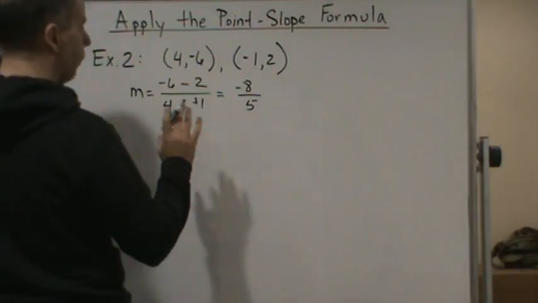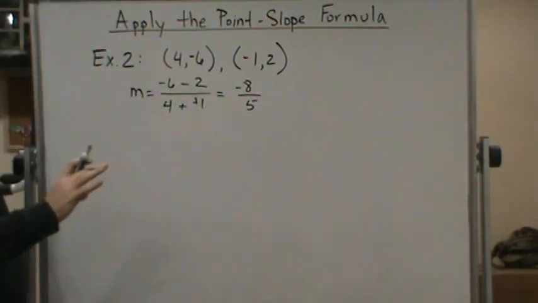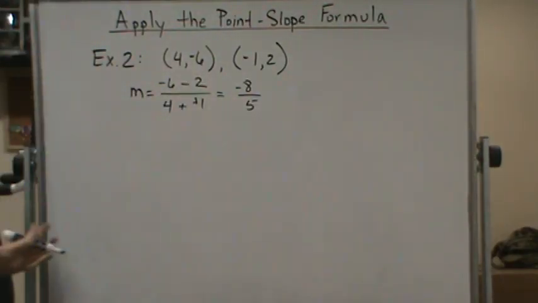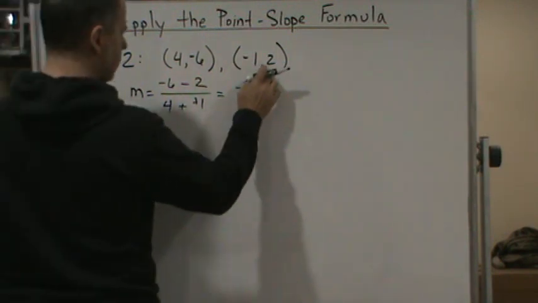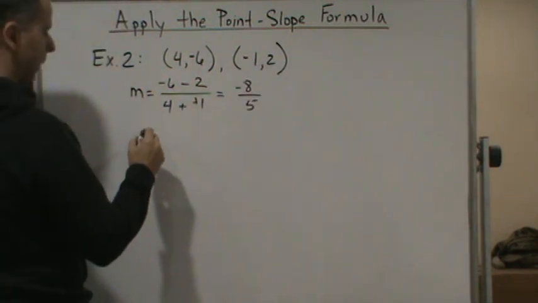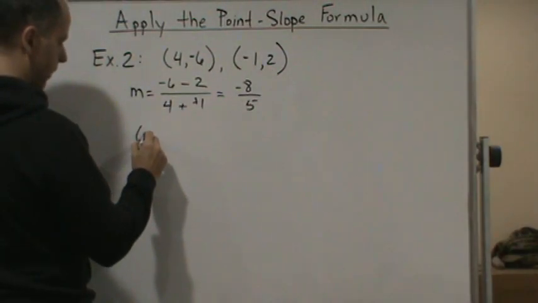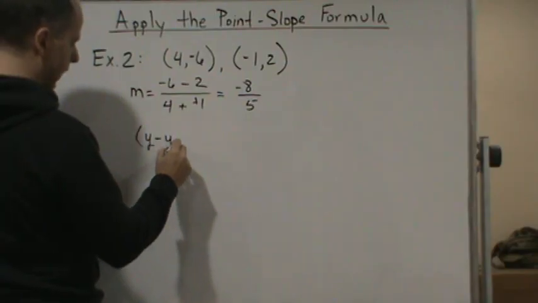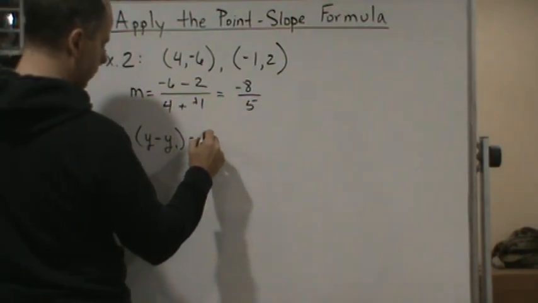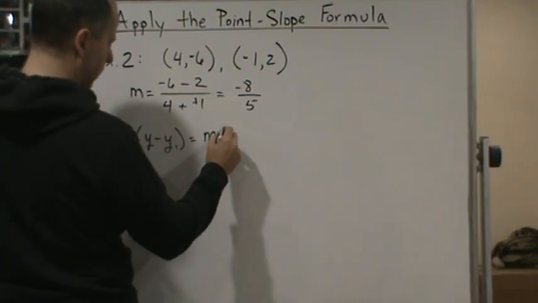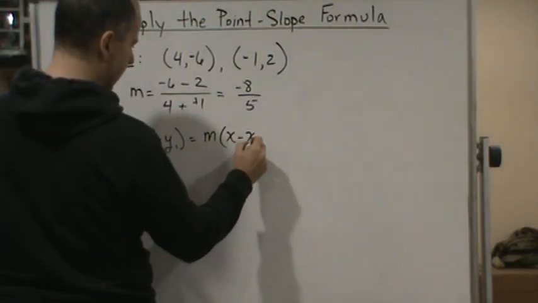Now all we need to do is use one of the points. We don't need both points. So let's use this point for writing in point-slope form. Okay? So we use -1, 2. That's going to be what? It's going to be y minus y1 equals m times x minus x1.